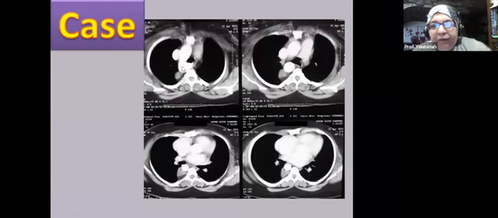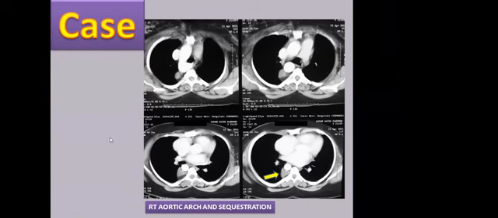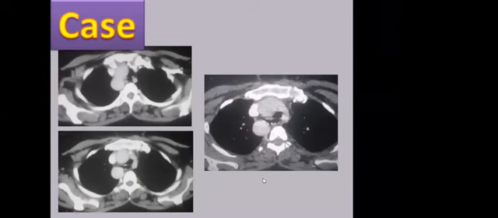Now, in this case, we have a right side aortic arch, the superior vena cava in its normal position, descending aorta coming down on the left side. And in addition, we have this abnormal soft tissue lesion, paravertebral in position, which is a case of sequestration. And you can see an aberrant branch arising from the aorta entering this lesion. Now here.